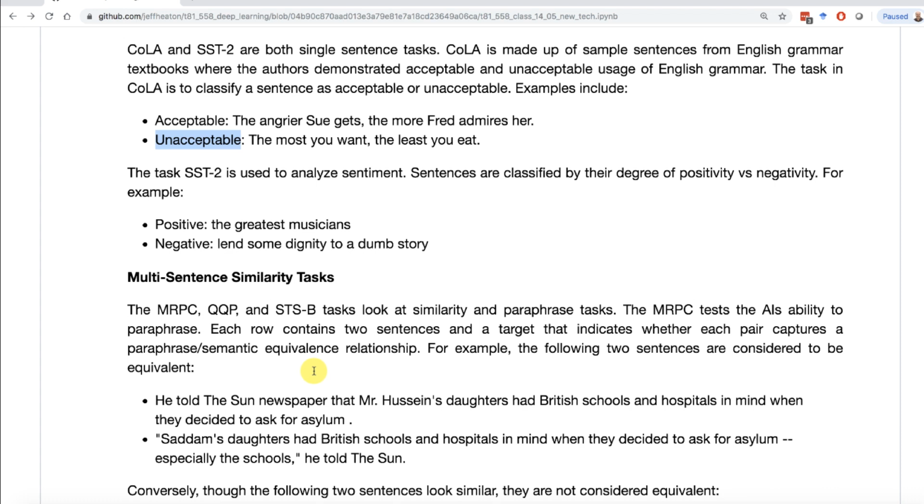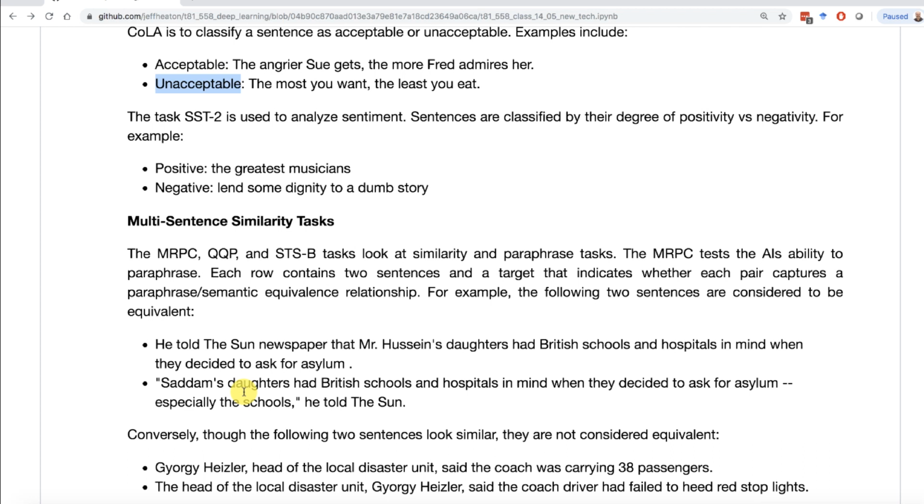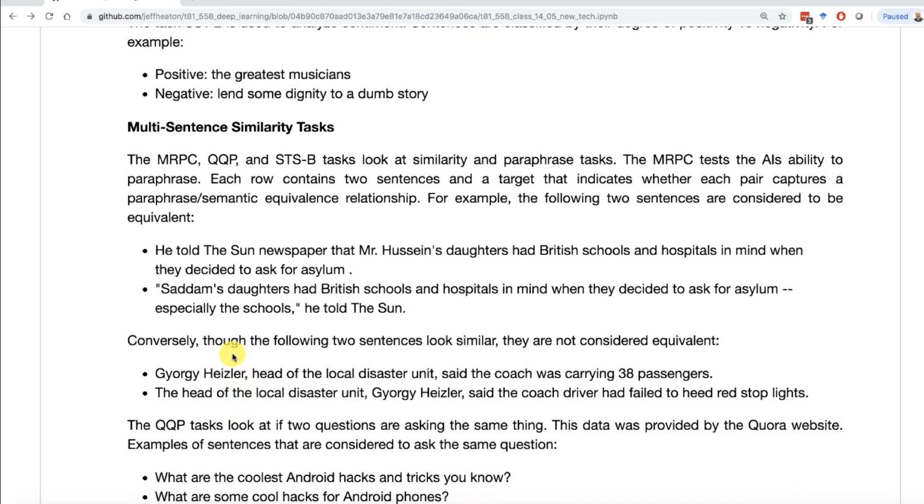This is looking at, so the MRPC, the first one, is looking at, are the 2 sentences equivalent? "He told the newspaper that Saddam Hussein's daughters had British schools and hospitals in mind when they decided to ask for asylum." "Saddam's daughters had British schools and hospitals in mind when they decided to ask for asylum, especially the schools." So those 2 sentences are really doing sort of the same thing. Now these 2 look similar, but they're not equivalent. "Georgi Heisler, the head of the local disaster unit, said the coach was carrying 38 passengers." "The head of the local disaster unit, Gori Hetzler, said the coach driver had failed to heed the red stoplight." This is giving you some more information, but these 2 sentences are not the same.